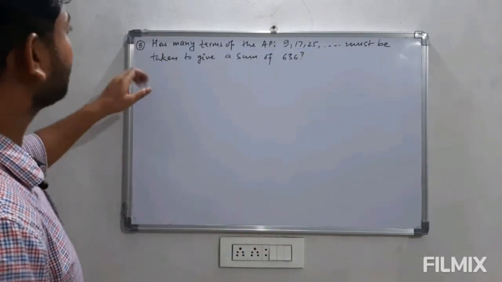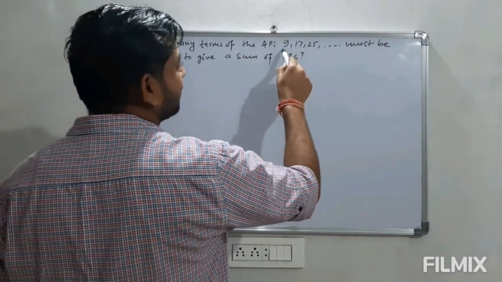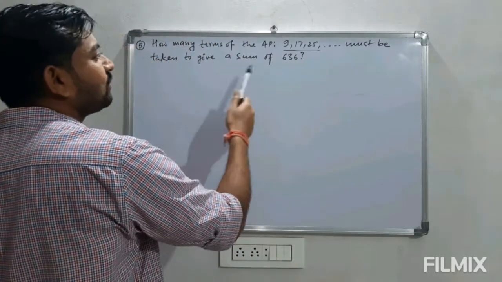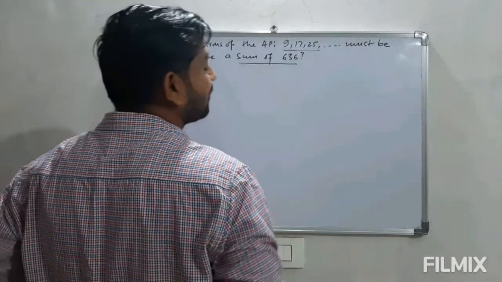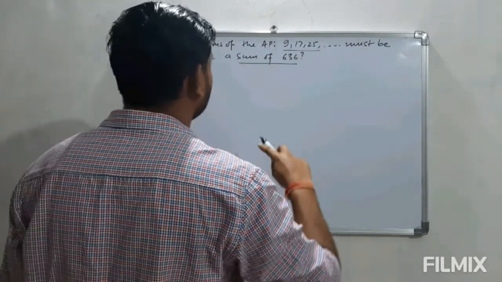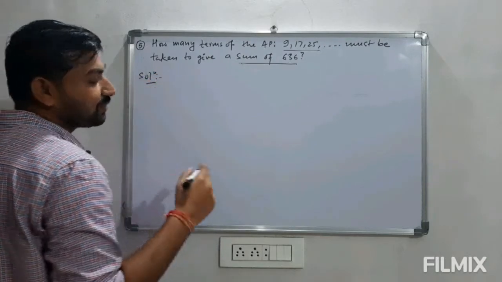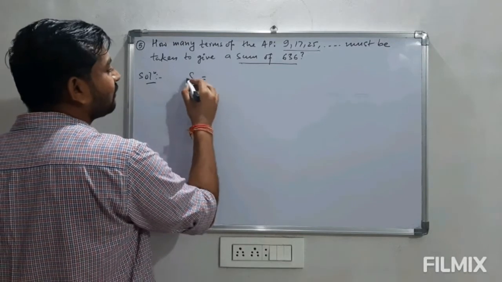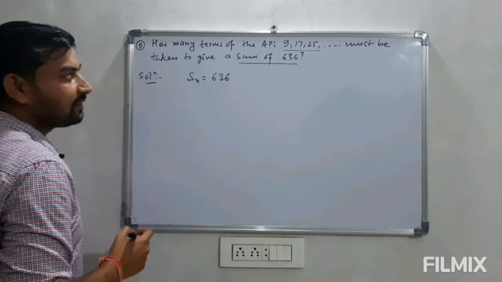Now let us take one more question here. How many terms of the AP 9, 17, 25 and so on must be taken to give a sum of 636? We have the value of Sn. Suppose the number of terms here is n. We are assuming that the number of terms is n. So according to that, Sn, that is the sum of the first n terms, is given as 636 here.